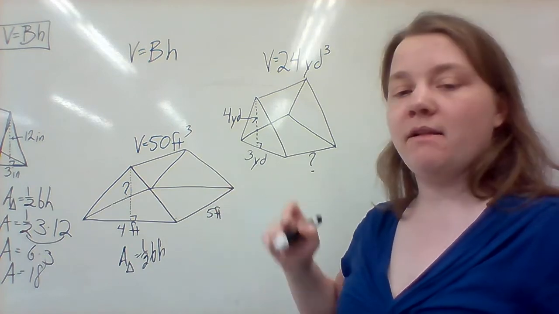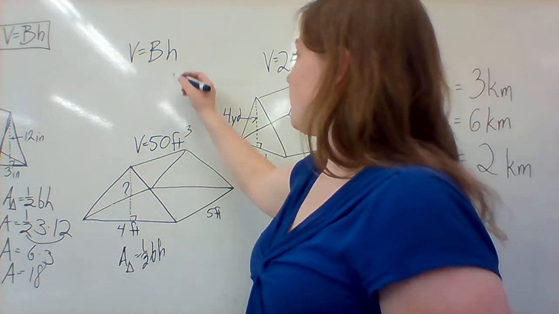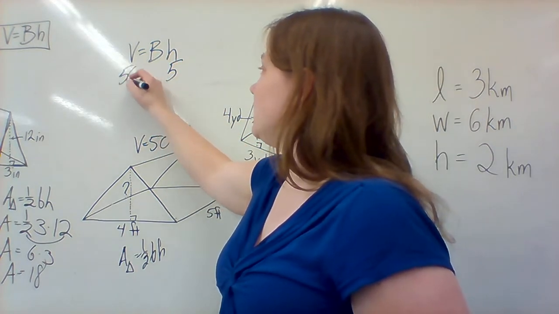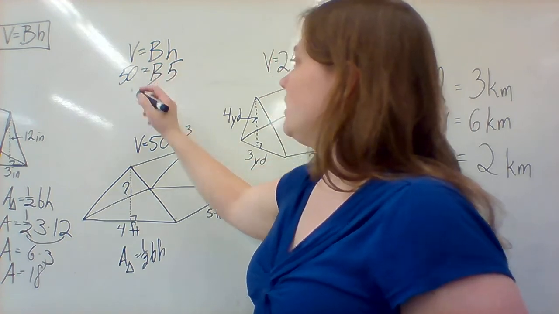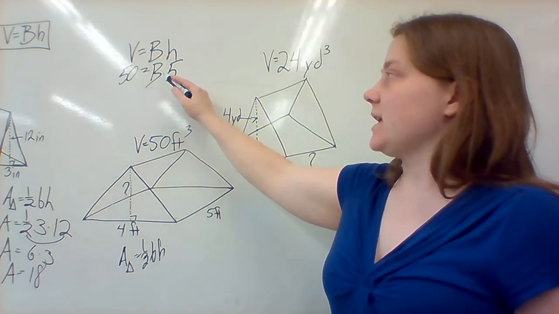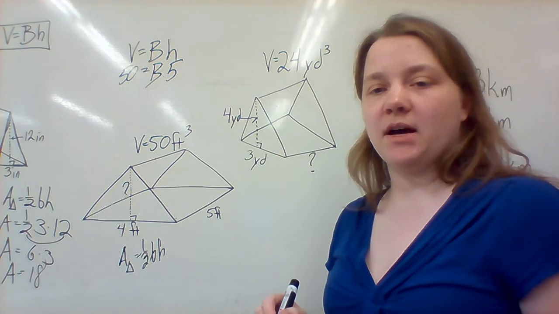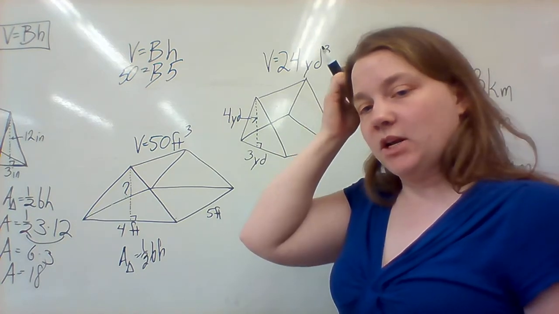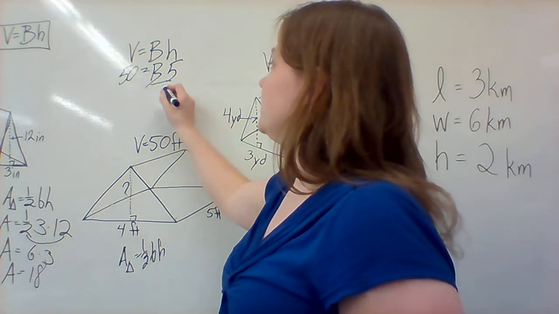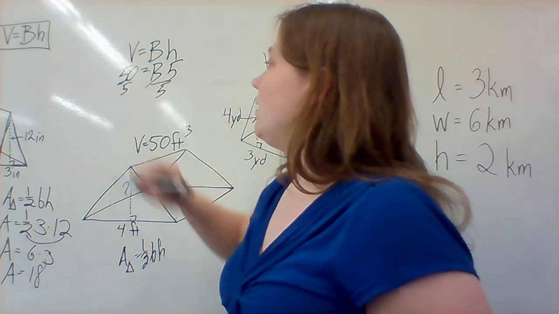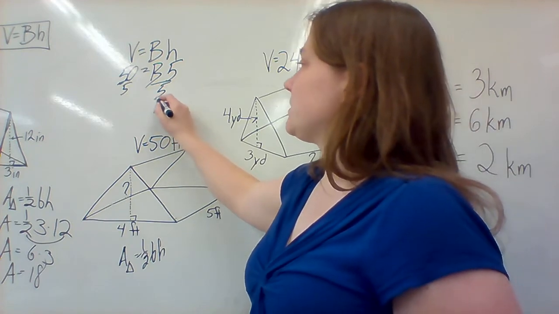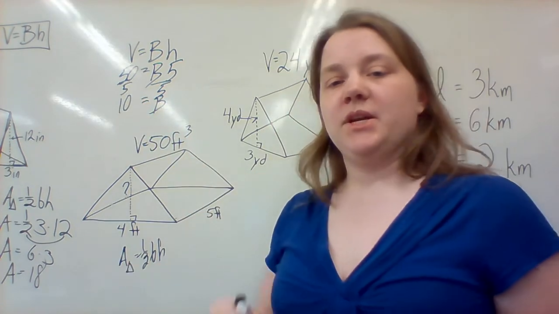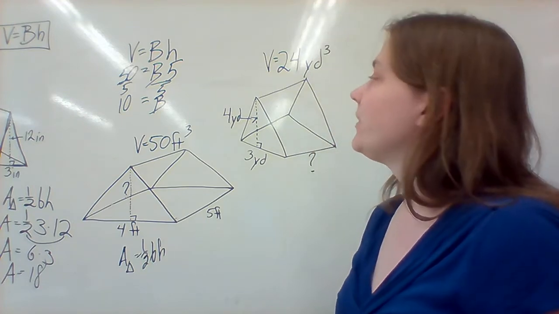I can figure out the height though. So I'm going to plug in 5 for the height, and I'm going to plug in this 50 for the volume. So now I have 50 equals area of the base times 5. How do I figure out what the area of the base is? Well, I'm going to get rid of that 5. So I'm going to divide by 5 on both sides. That tells me the area of the base is going to be 10, because 50 divided by 5 is 10.